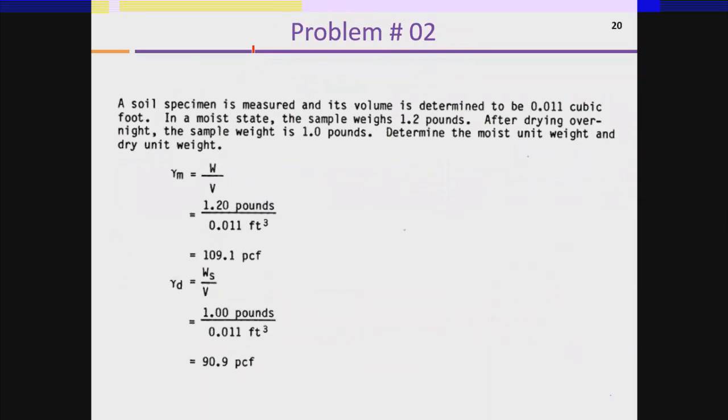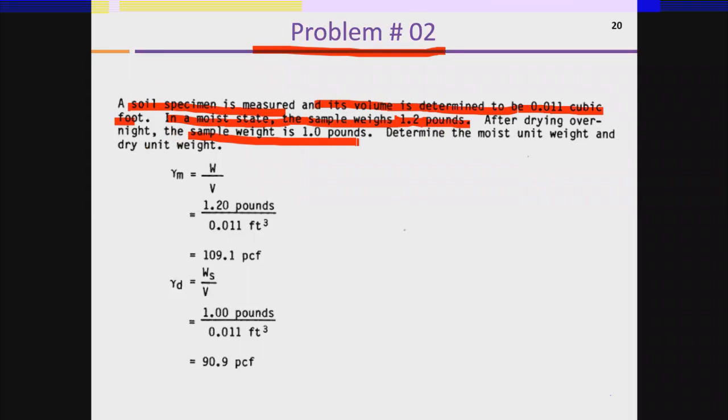Now, second numerical. The soil specimen is moist earth, and its volume is determined to be 0.011 cubic feet. In a moist state, the sample weighs 1.2 pounds. The soil is in the moist state, so its weight will be 1.2 pounds. Now after drying overnight, the sample weighs 1 pound. Determine the moist unit weight and dry unit weight.